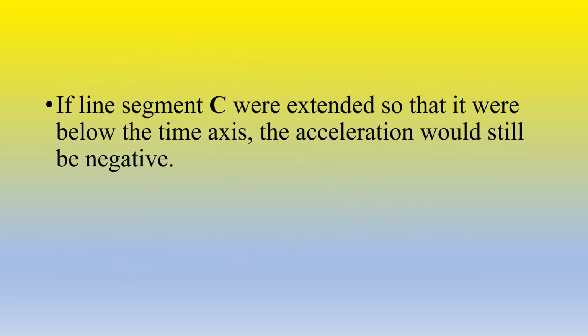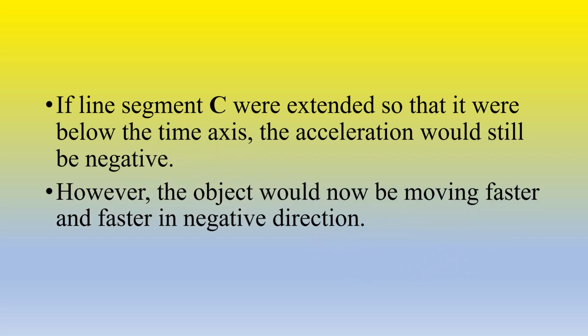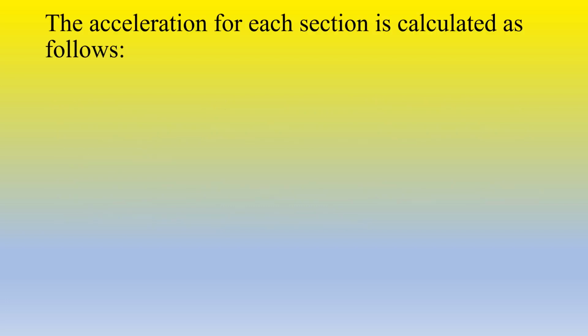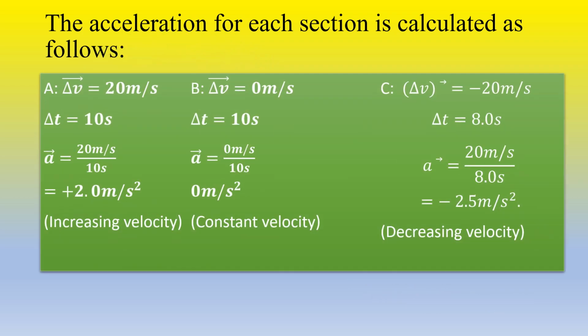If line segment C were extended so that it were below the time axis, the acceleration would still be negative. However, the object would now be moving faster and faster in the negative direction. The acceleration for each section is calculated as follows. A. Change in velocity equals 20 meters per second. Change in time equals 10 seconds. Acceleration equals 20 meters per second over 10 seconds equals plus 2.0 meters per second squared.